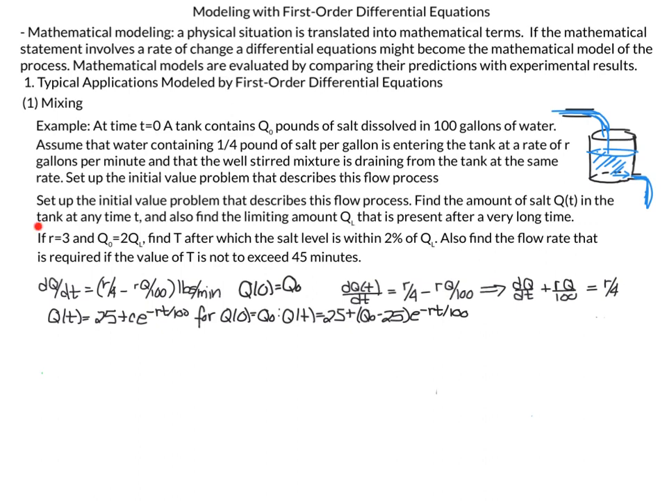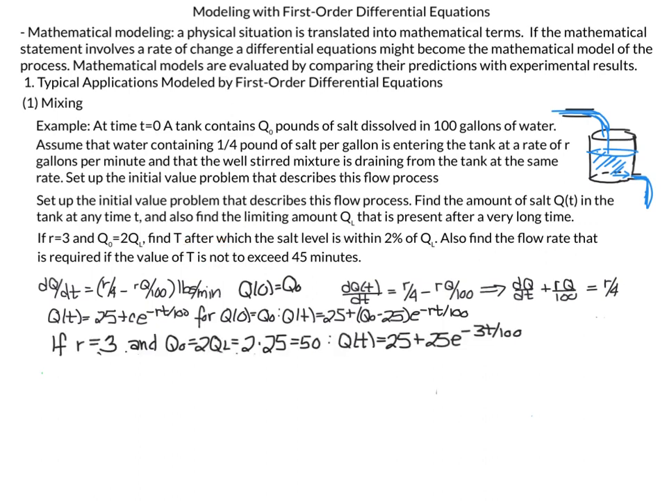Now I'm ready to look at if r is equal to 3 and Q naught is equal to 2QL: after time t, find time t after which the salt level is within 2% of QL. Also find the flow rate that is required if the value of t is not to exceed 45 minutes. Taking this one step at a time, if r is equal to 3 and Q naught is equal to 2QL, and remember we found QL on the previous slide, which was 25. So in other words, we're looking at Q naught is equal to 50 pounds.